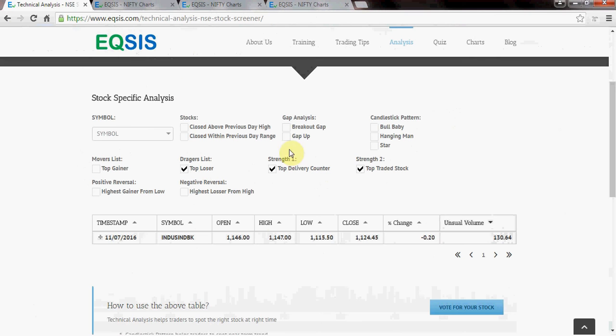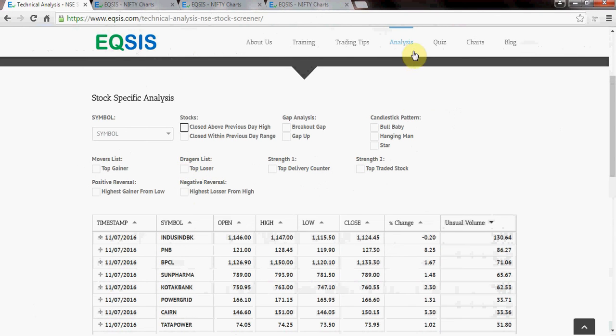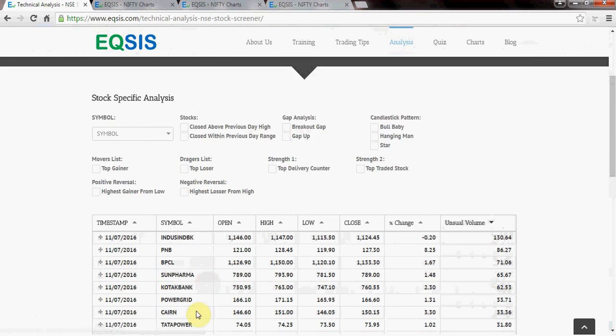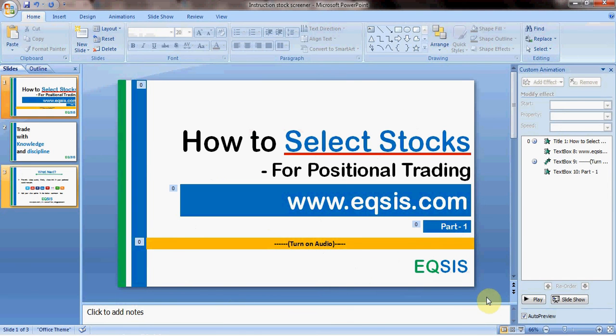So what I'm trying to say is there are a lot of interesting features available here, and you can also browse a lot of other things. If you understand it better by yourself, you can do it. There are a lot of interesting things, especially the derivative segments, index derivatives, stock derivatives. If you don't understand it, probably you can check out our other videos to see how to make use of it.